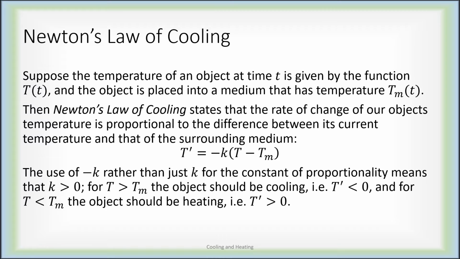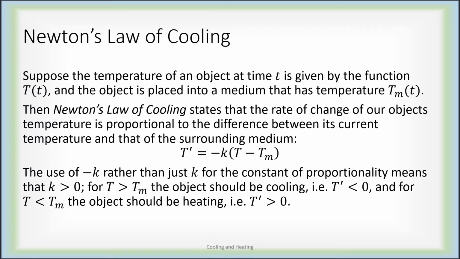Now, why do we have a minus K rather than a K out in front? Ultimately, it's just a constant, it doesn't really matter. But if K is positive, then we have a minus K out in front. What this means is if T is larger than T sub m, if our object is hotter than the surrounding medium, then this parenthetical term of T minus T sub m is positive, and if K is positive, then this is now explicitly a negative number out here, meaning that T prime will be a negative times a positive, overall negative.